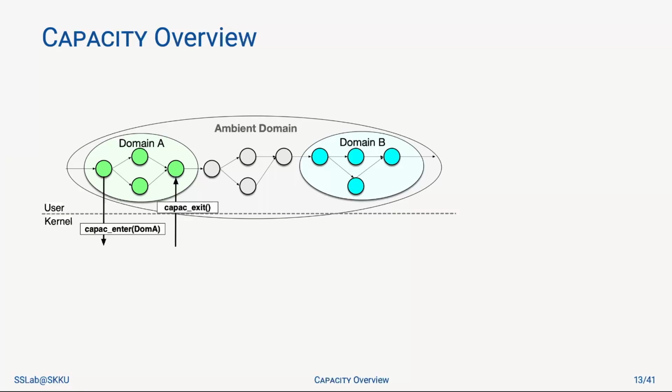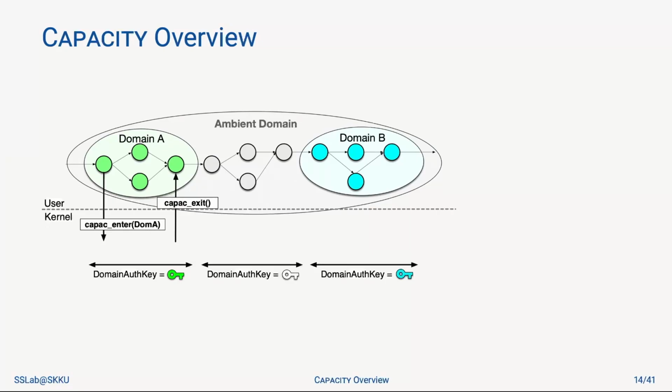Capacity divides the application into domains, where each domain has exclusive access to its sensitive resources. What is a domain? A domain is a subgraph of execution bounded between inline domain switches, called capa enter and capa exit. The remainder of the process does not belong to any domain and is called the ambient domain.